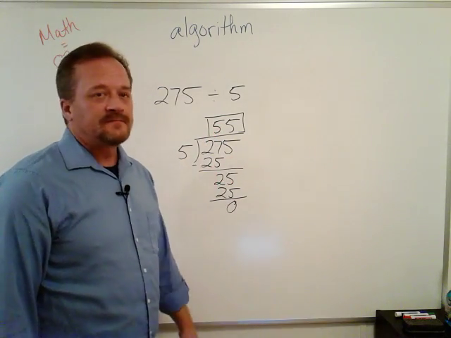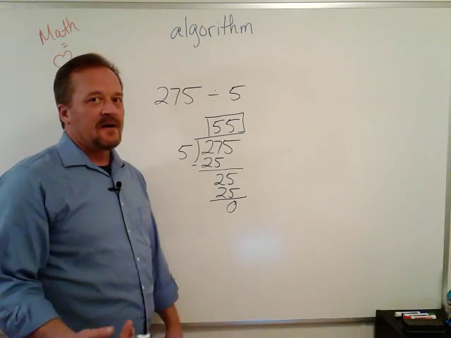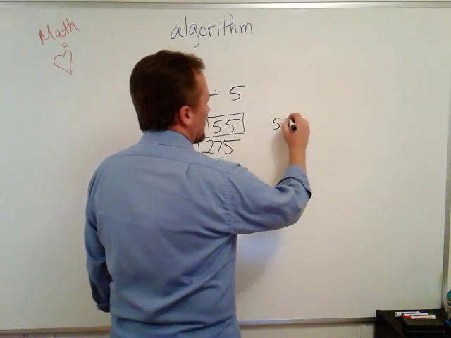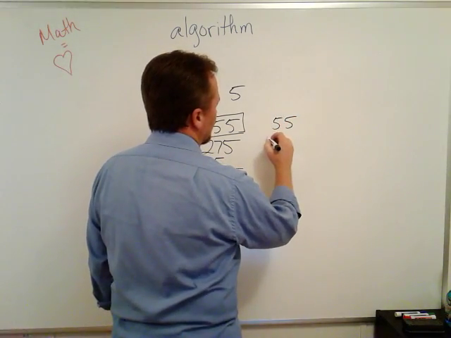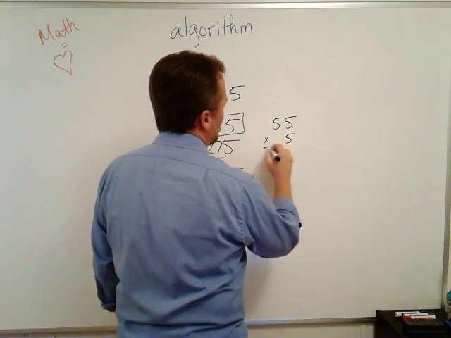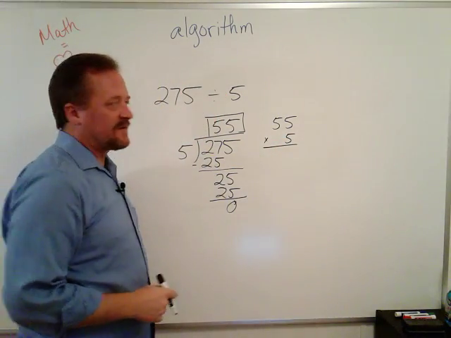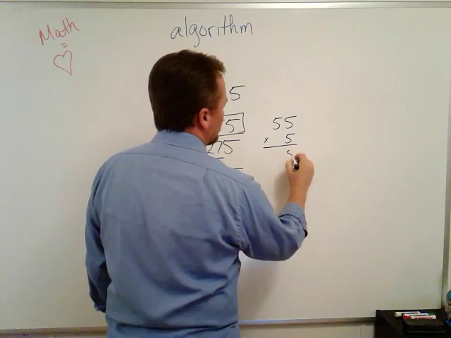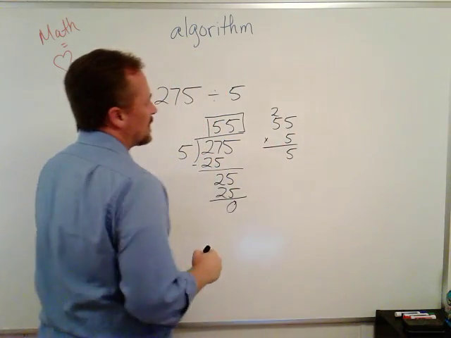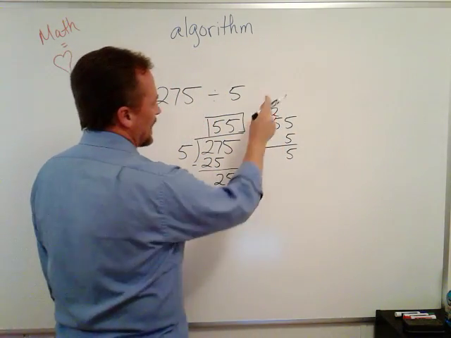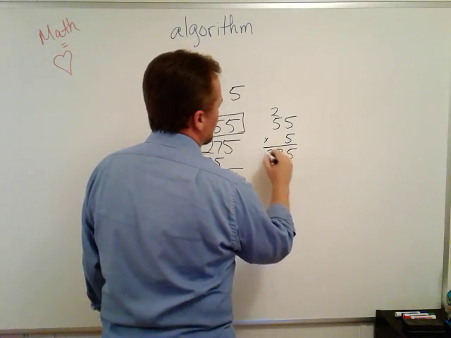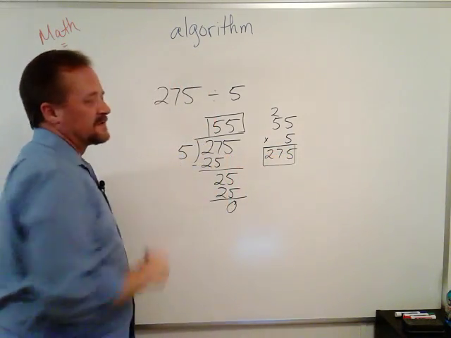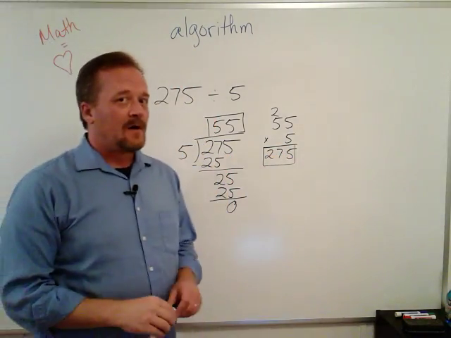55 times. And I can always check that answer by multiplication, which is just backwards, right? Backwards division. Is 55 times 5 275? 5 times 5 is 25. Carry that 2 over there. 5 times 5 is 25, and add that 2. That's 275. So we're in good shape there.